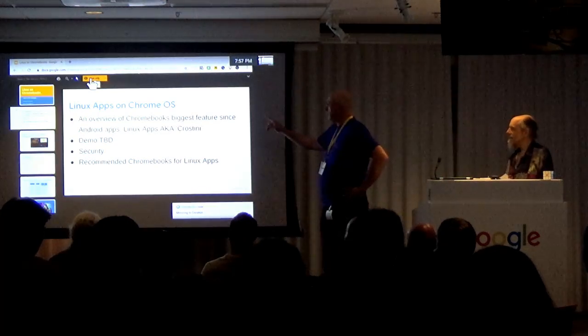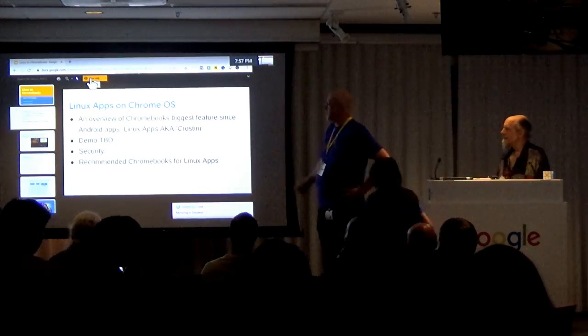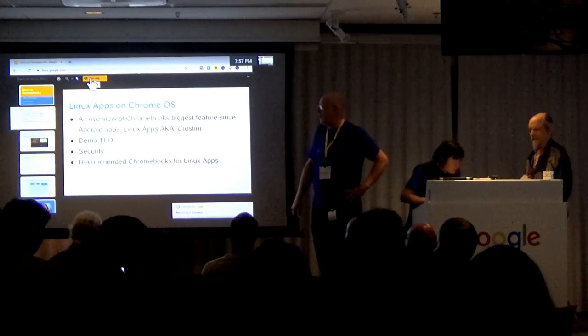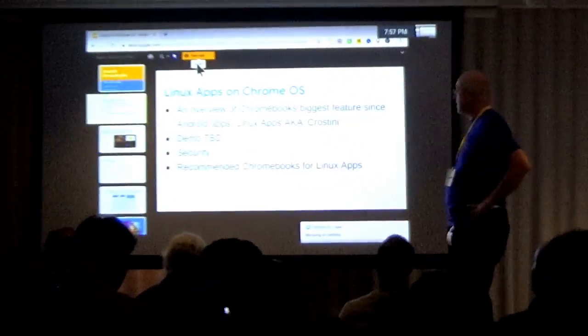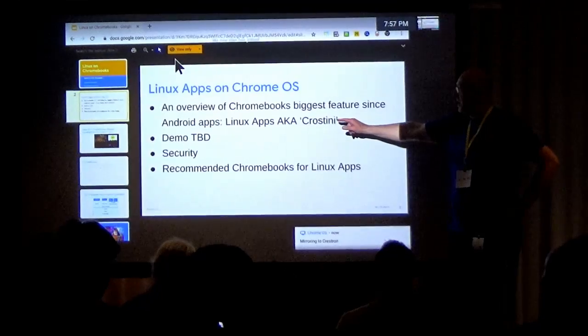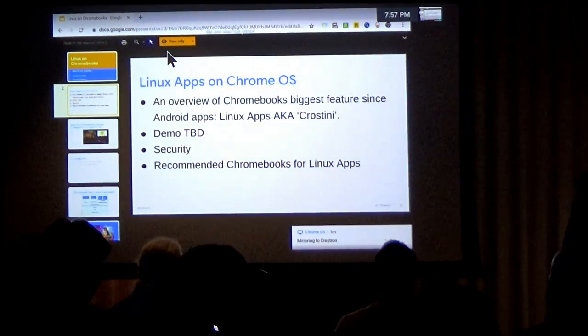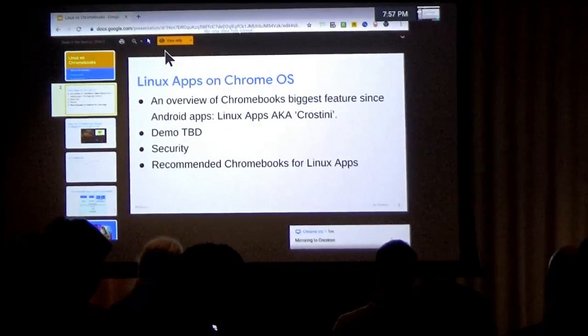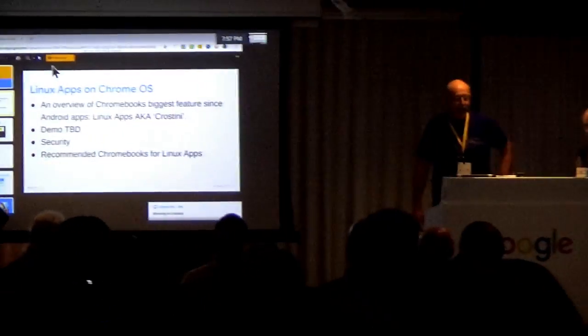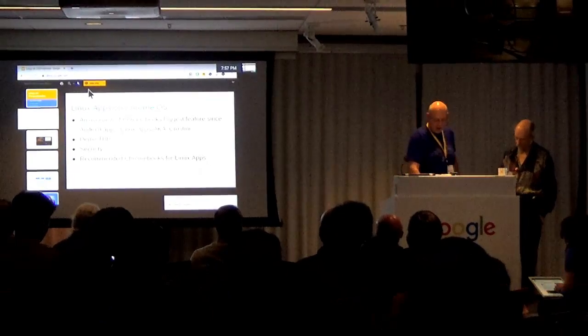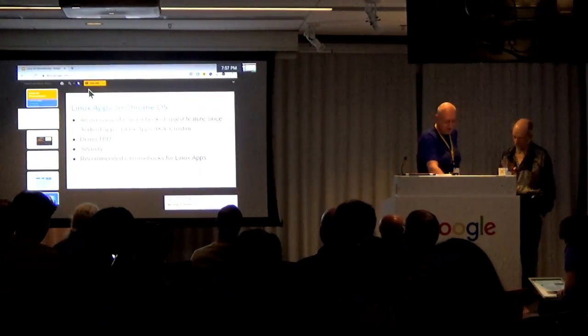So we're going to talk about a little bit of an overview of Chromebooks, the biggest feature since Android apps. We can now run Android apps on Linux, which is also known as cross-teaming. And we're going to give a little demo and talk a little bit about security, and then some recommended Chromebooks for Linux apps, which Google's recently updated.